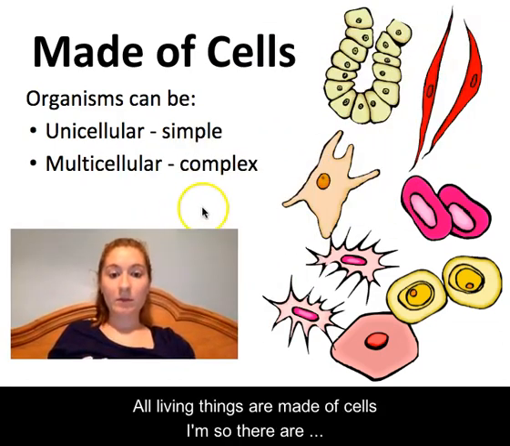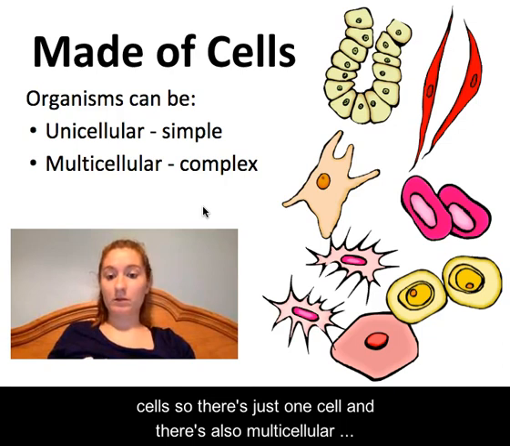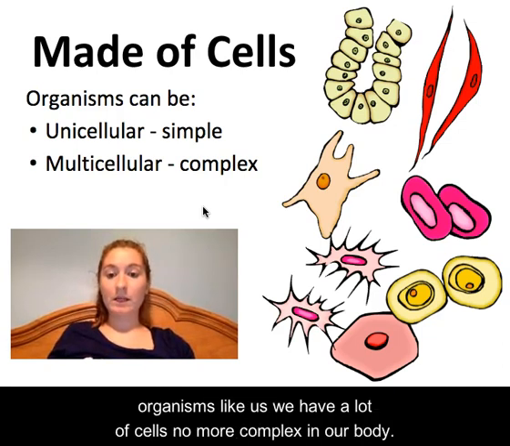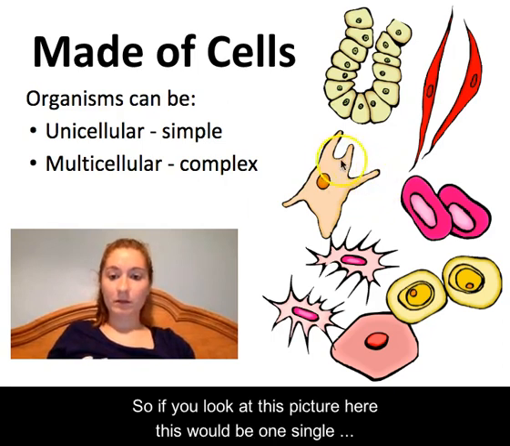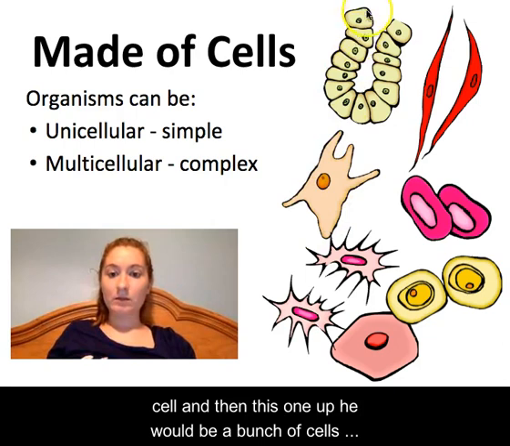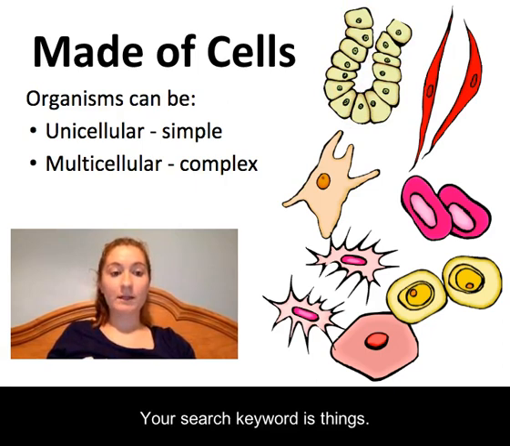All living things are made of cells. So there are unicellular organisms. They are simple cells, so there's just one cell. And then there's also multicellular organisms like us. We have a lot of cells and are more complex in our body. If you look at this picture here, this would be one single cell, and then this one up here would be a bunch of cells, multicellular all together. Your third keyword is things.